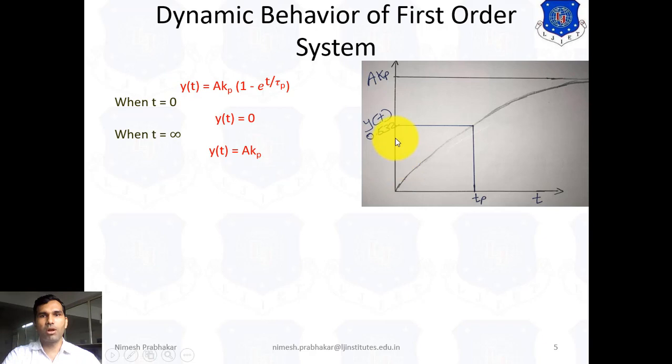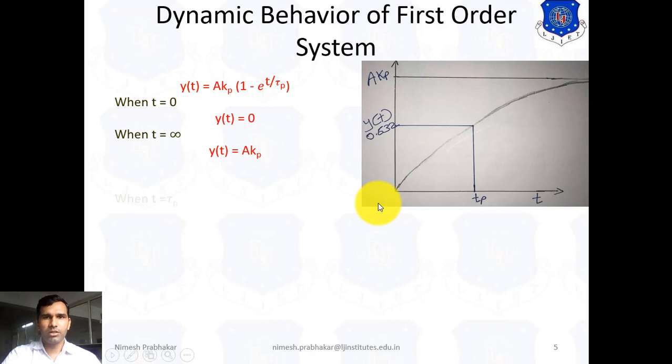And now we plot the graph of t versus y of t. That means on the y axis we put y of t, and on the x axis we consider t. So the response starts at t equals 0 from here, and the maximum value of this response is A K_p.